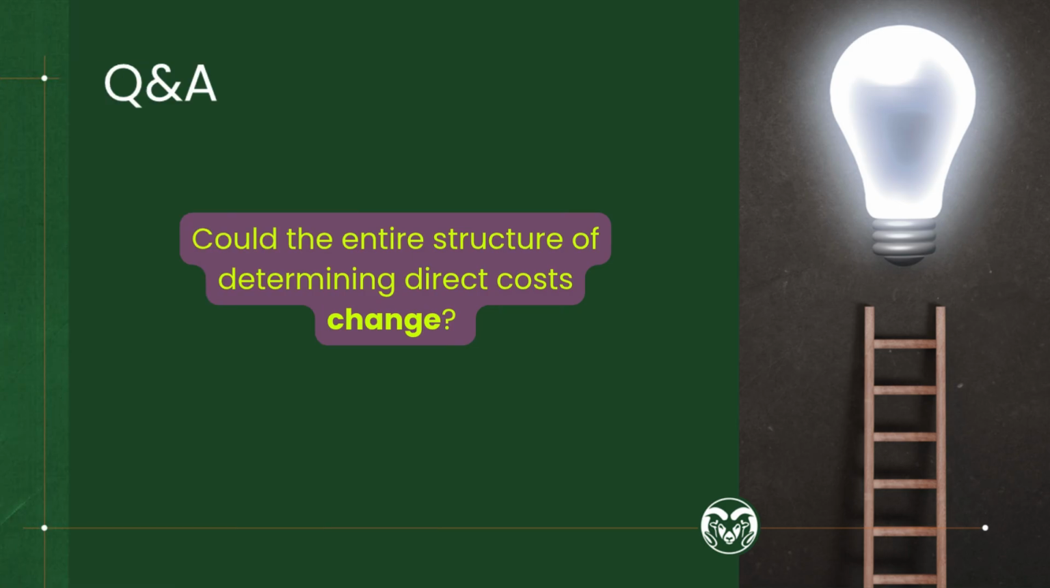Okay. No more politics. Could the entire structure of determining direct costs change? Every type of current indirect cost would be reviewed, and alternate models of charging these expenses directly could be developed?